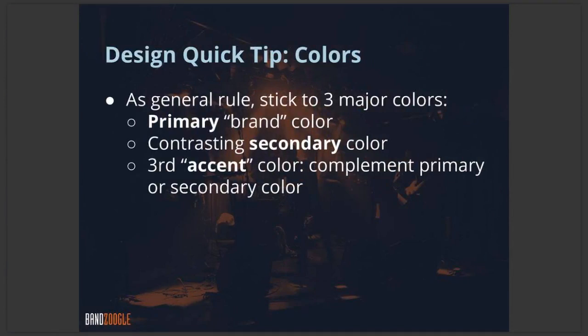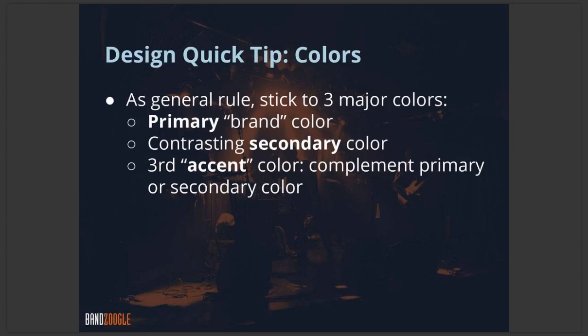In terms of design for color, you'll want to stick to a general rule of 3 major colors. The first thing you're going to want to do is decide on your brand color. You might have a favorite color. Or if you don't really have a favorite color, you can think about the mood of your music. So if you have pretty heavy music, you might want to go with dark colors. If you have light and airy music, you might want to go with pastels or neutral colors. Just something that really suits you as an artist or band.